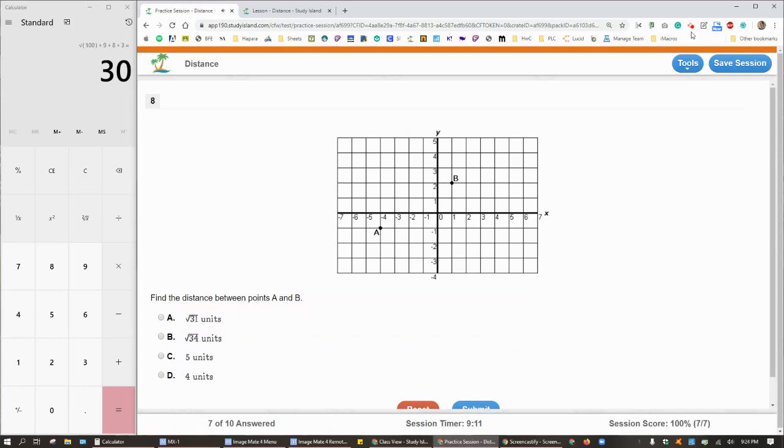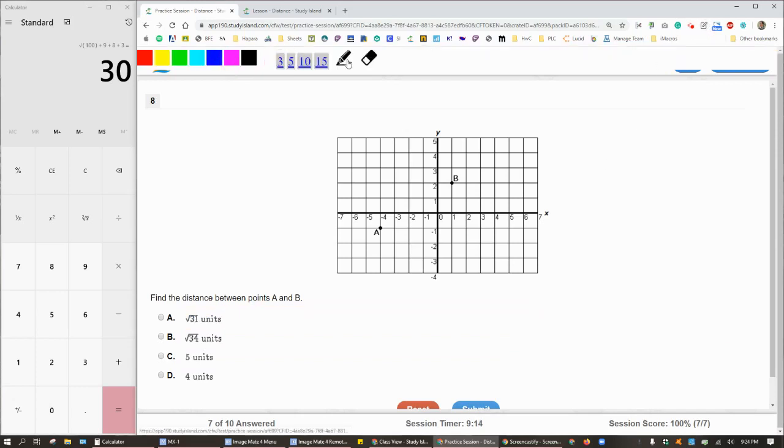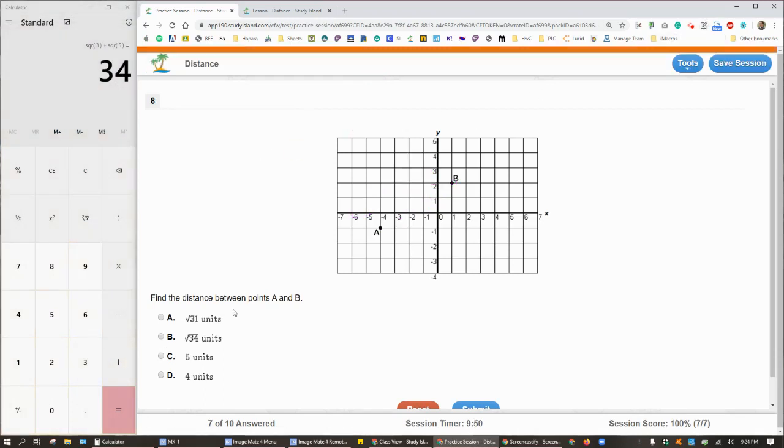Find the distance between points A and B. Here we go. Point A right here. Point B right there. What's the vertical distance? From negative 1 to positive 2 is 3. What's the horizontal distance? From negative 4 to positive 1 is 5. So we've got a 3 and a 5, and that gives our 2 legs to our right triangle. So we've got 3 squared plus 5 squared. 3 squared is 9, 5 squared is 25, 9 plus 25 is 34. Square root of 34 is our answer, and there it is. Choice B.